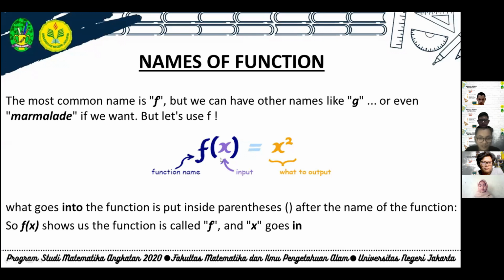This is a picture of a function. f(x) is the input and x squared is the output. Okay, you can see the picture. What goes into the function is put inside parentheses after the name of the function. So f(x) shows us the function is called f and x goes in.